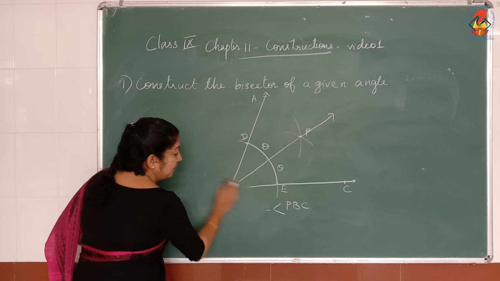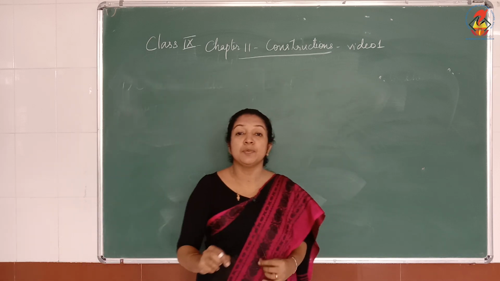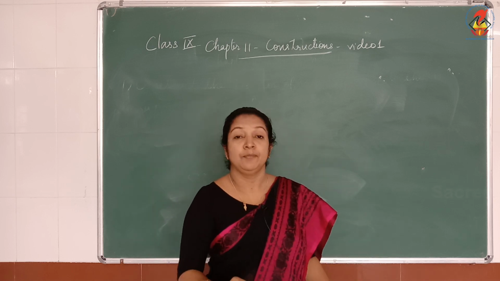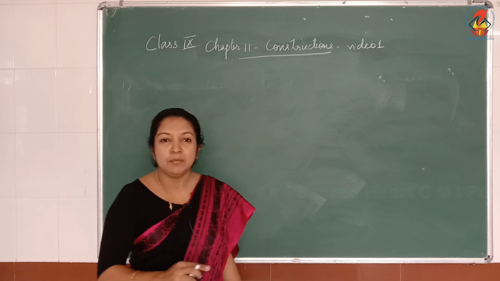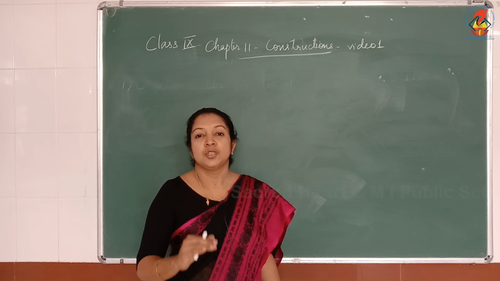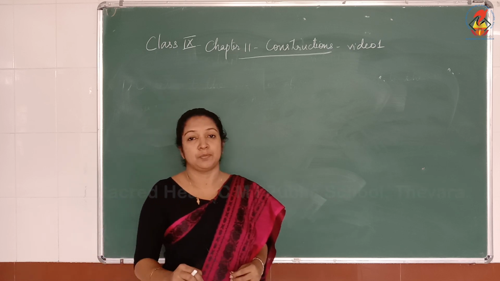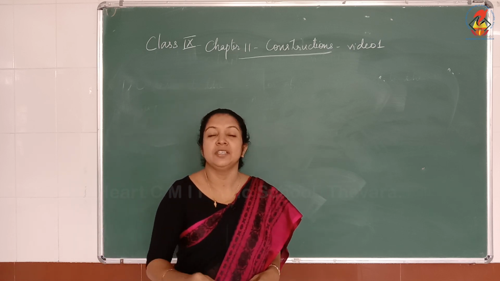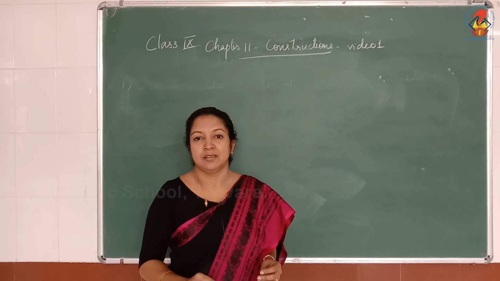Second question. You have to write the steps of construction for this if the question is asking for 3 marks. For 1 mark and 2 marks, no need. So from 3 marks onwards, if there is any construction question, you have to write the steps. Steps of construction means the steps which we are following. You have to write them as sentences.